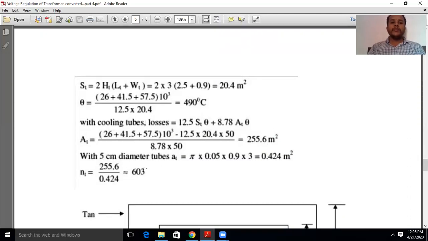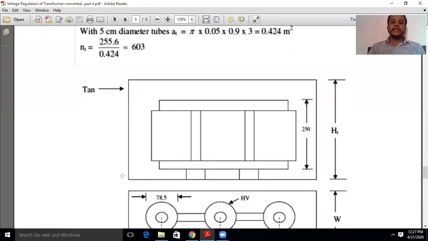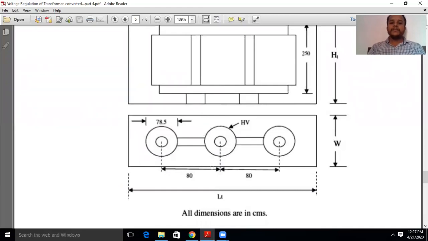So now with the 5 centimeter diameter tubes, AT will be pi into the diameter, 5 centimeter, into 0.9 into 3, that will be 0.424 meters. Now the number of tubes will be 80 divided by this particular area of the tube. So now it is 603. Now you see, this is the dimensions of the tank. Here it is the dimensions of the tank. So the distance between the two tubes is 80.